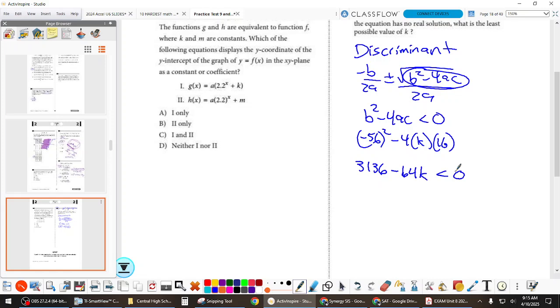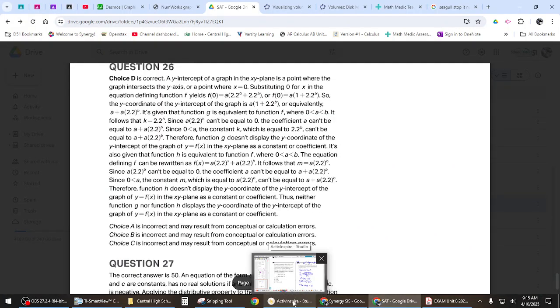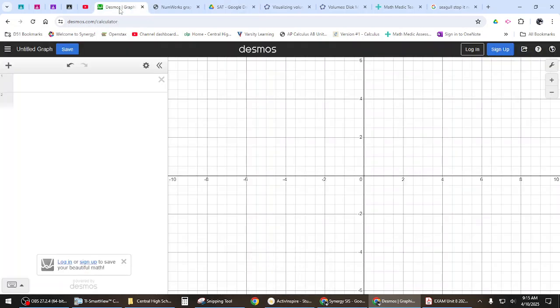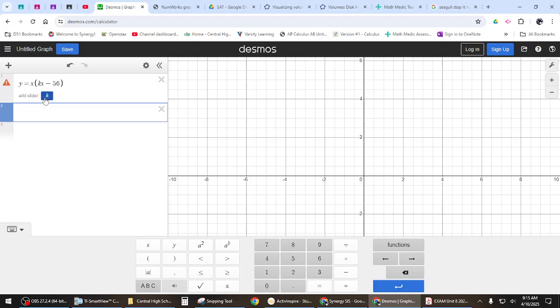Okay. Again, you're given an equation, so you have 2 sides that you can enter. So if you didn't, do this with me on Desmos, please. Desmos. There we go. So we enter one side, y equals x times kx minus 56. That's one side. And notice it already is telling us add a slider. That's nice. And then the other one is just negative 16.